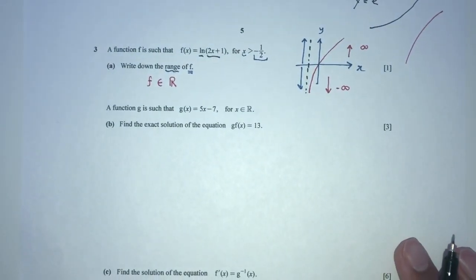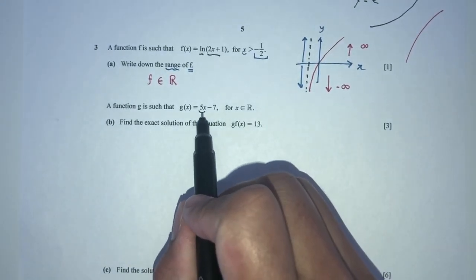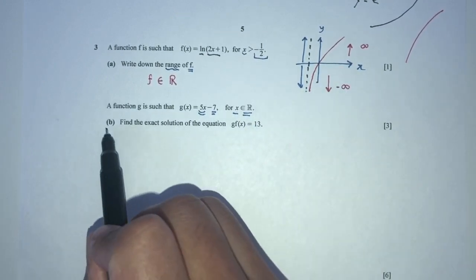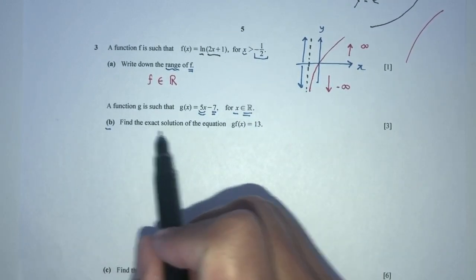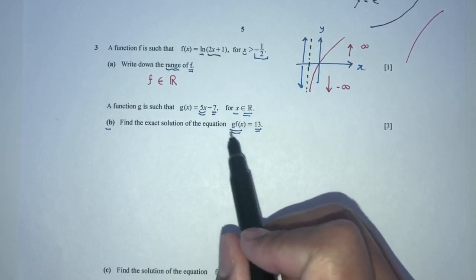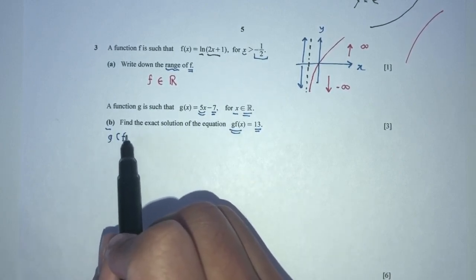Now let's move on to question part B. Let's see, what do we have? A function g is given to you by this, where x can be any value in the real world. Now part 1, we have to find the exact solution of this equation. So you would say, first, let's find this. I don't know what this is. So we know g of x. So what happens if you take in the value of f of x?